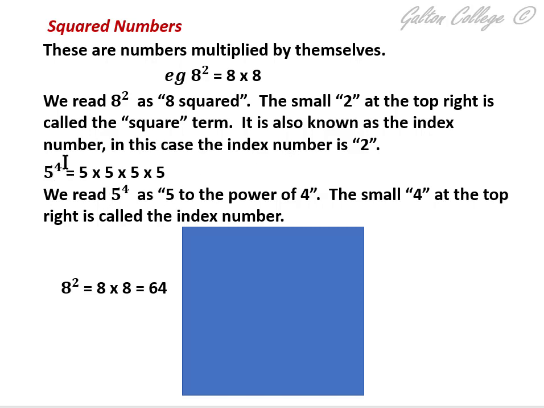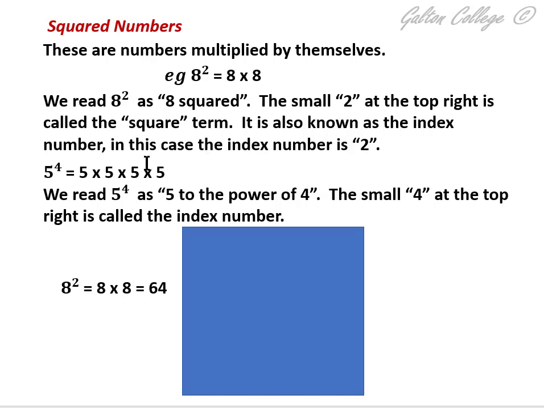This idea of writing little numbers on the top right, like here's 5 with a little 4 on the top right, is a good shorthand way of doing things like this. We have 5 times 5 times 5 times 5. We have 5 multiplied by itself 4 times. We read 5 with the little 4 on top sometimes as 5 to the power of 4. The small 4 at the top is called the index number.